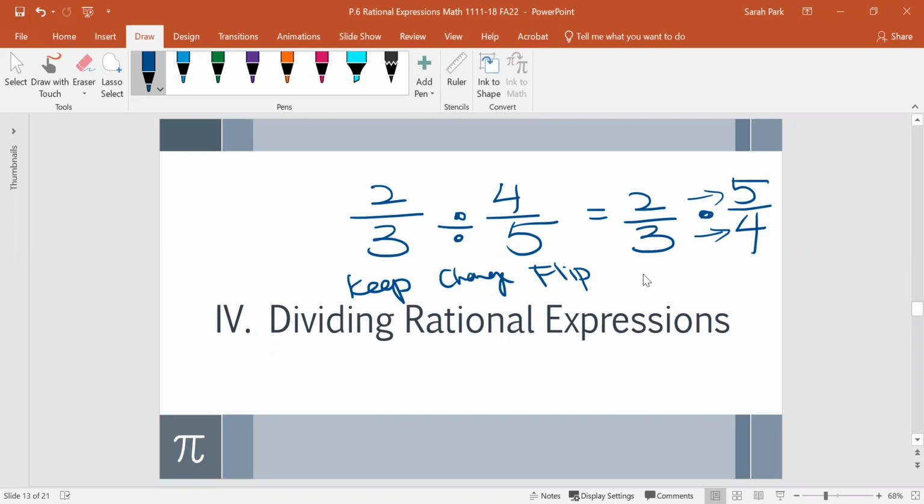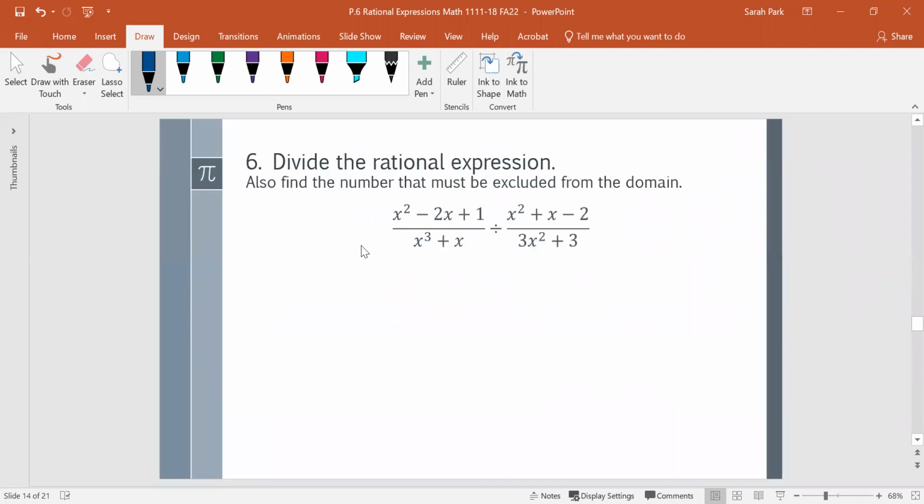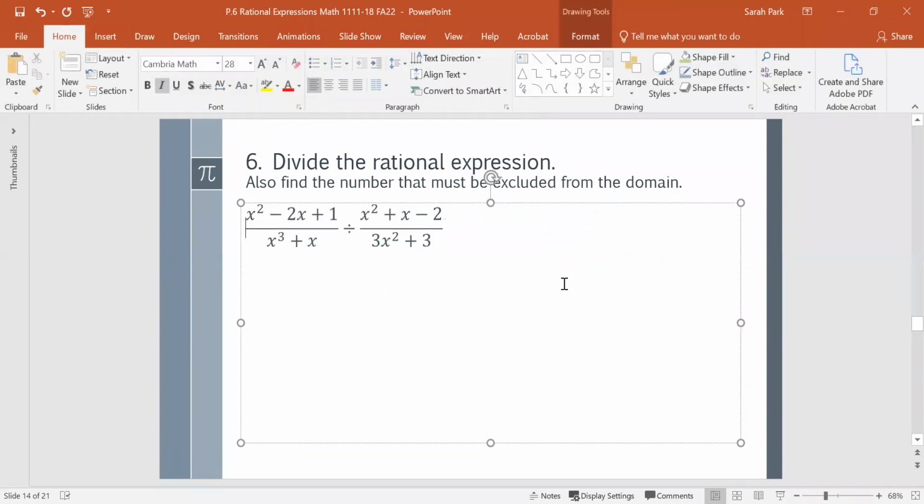Another way you can do it is break everything down and then simplify. So here 2/3, we have 5, and the 4 can be broken up into 2 times 2. And then the 2's can cancel out, leaving us with 5 over 3 times 2, which is 5/6. So using that idea, the keep, change, flip method for dividing fractions, we do the same for rational expressions. Again, rational expressions are fractions with variables. So first we're going to rewrite the top. Let me move this over so we can have more space.